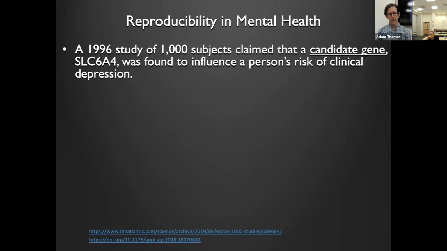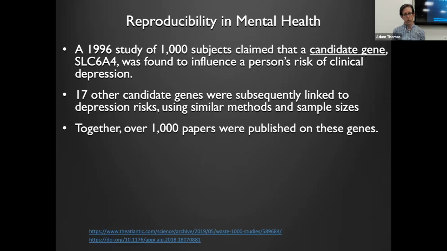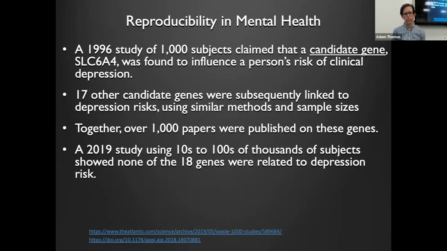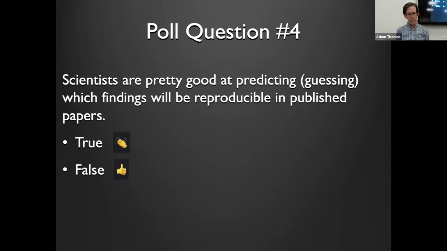This breaks down what I just said out loud. The 1996 study of 1,000 subjects claimed that a candidate gene was found to influence a person's risk of clinical depression. And 17 other candidate genes were subsequently linked. 1,000 papers were published on these genes, but a 2019 study showed that none of the 18 genes were related to depression risk any more than chance. And the lead author said, how on earth could we have spent 20 years and hundreds of millions of dollars studying pure noise? And this all comes down to the things that lead us to the reproducibility crisis.